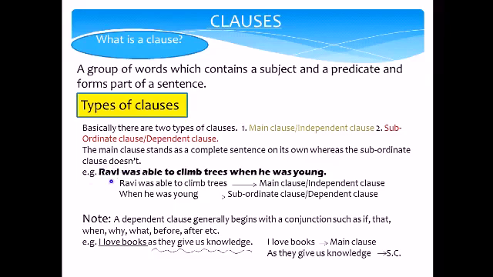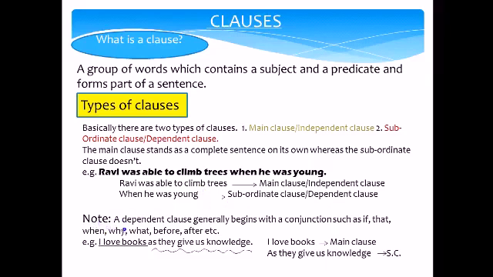Example: Ravi was able to climb trees when he was young. Ravi was able to climb trees. This is a main clause or independent clause because it gives us complete sense. Whereas, let us have a look at this one. When he was young, it is not a complete sentence. It doesn't give us complete sense. So, it is a subordinate clause or dependent clause. It depends on the main clause for its meaning.